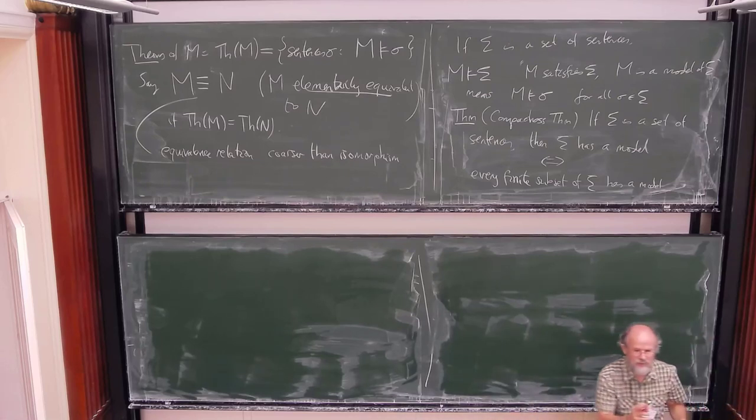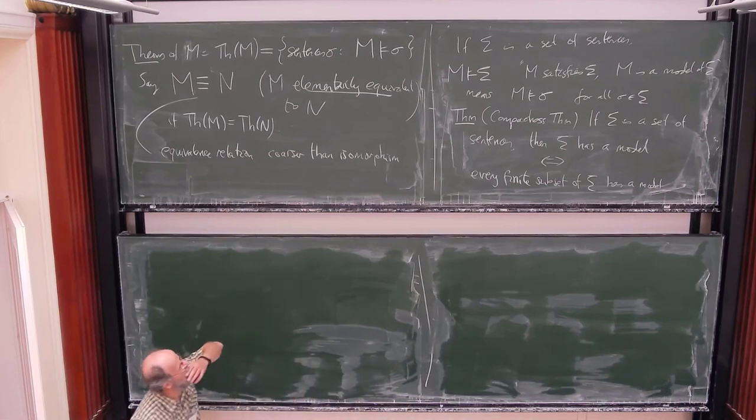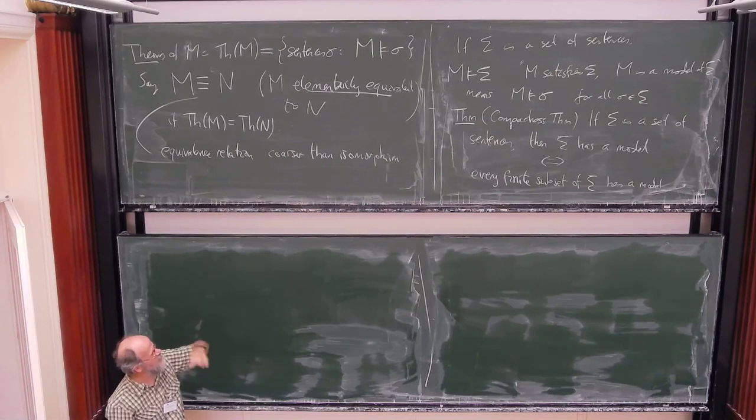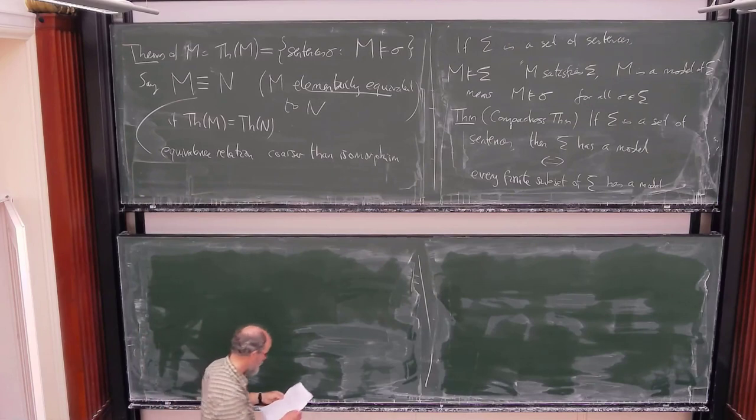Can I ask a clarifying question? Sure. So in this last statement, sigma is a set of sentences over L, and M is an L-structure. Yeah, that's right. When I say something like sigma has a model, there's always implicitly a given language L, and everything is for L.